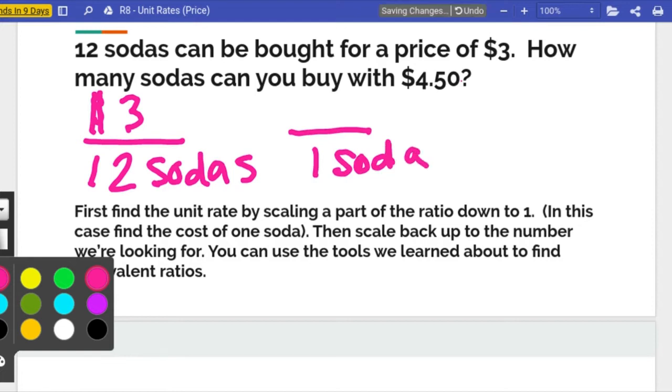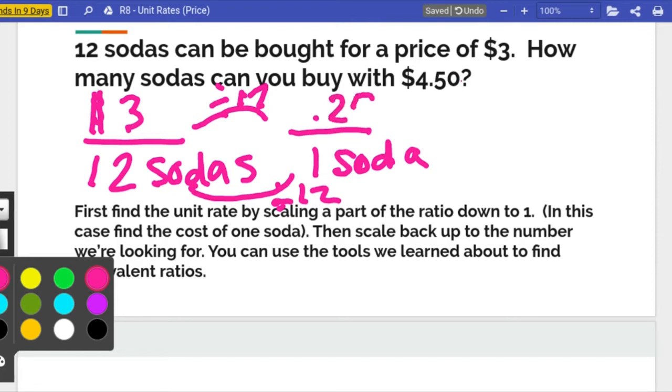So I'm going to divide to get to 1. So 3 divided by 12, because I'm going to divide by 12 to get to 1, I'm going to do that same thing here. So 3 divided by 12 is 1/4. You can see that in fraction form even better. 3/12 is 1/4. When I'm talking money, 1/4 is 25 cents. So it is 25 cents for 1 soda.